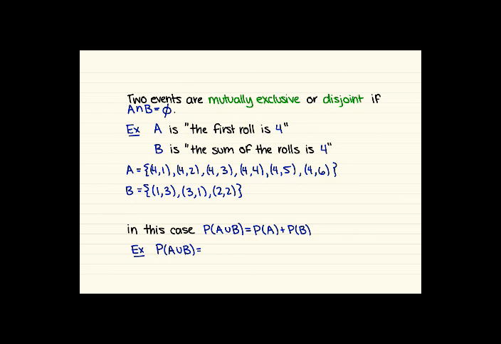In the case where we have mutually exclusive or disjoint events, then we can compute the probability of their union really easily as P of A plus P of B.